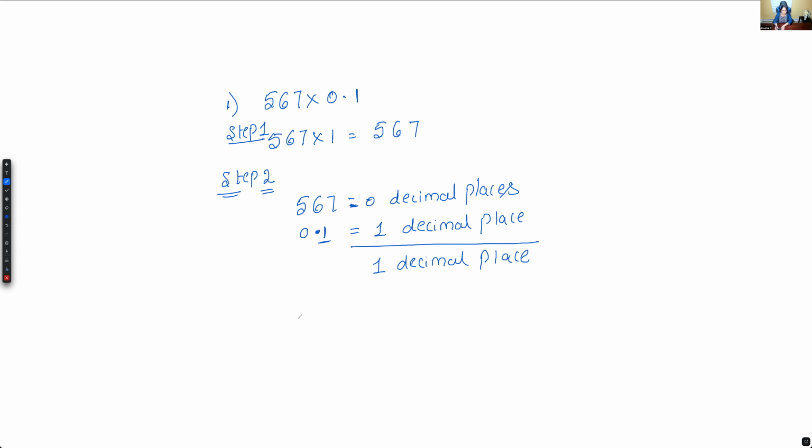Okay, so now 567 times 0.1 is nothing but we have 567. But because we have 1 decimal place, we are jumping just 1 point to the left and keeping the decimal point. Okay.